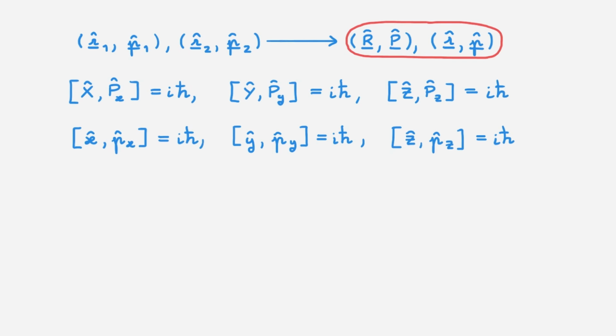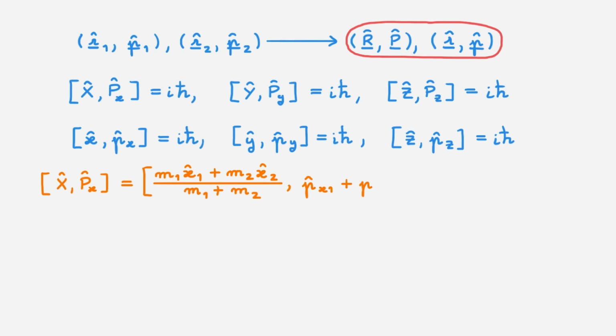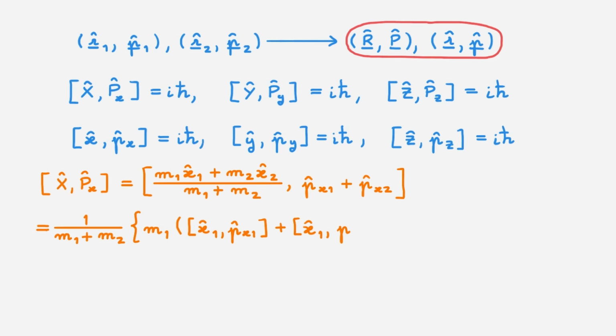To check that these commutation relations are true, let's use the commutator of x with px as an example. First, we insert the definition of x in terms of the original variables, and then the definition of px in terms of the original variables. We can expand this commutator to get first the common factors, and then 4 terms proportional to various commutators. The first one between the position and momentum of the first particle. The next is between the position of the first particle and the momentum of the second particle. Next, between the position of the second particle and the momentum of the first particle. And finally, one between the position and momentum of the second particle.